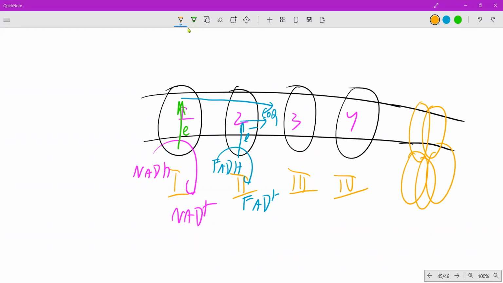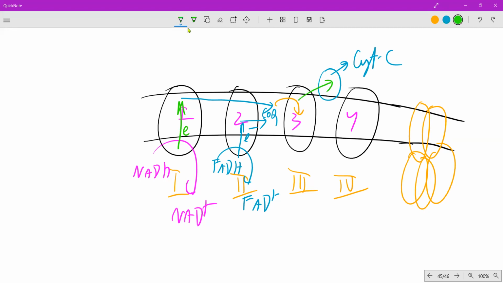So 1 can give to coenzyme Q, 2 can give to coenzyme Q. Coenzyme Q is the one which will give to complex 3. So 1 will not give to 2, 2 will not give to 3. 1 and 2 will give to coenzyme Q, which gives to 3, and 3 will not give to 4. 3 will give to something called cytochrome C. We have a carrier called cytochrome C.